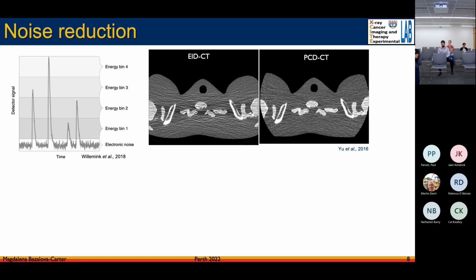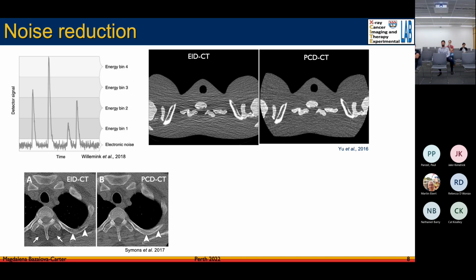I'll talk about that later. So in this case, there's an image of a thorax phantom, and you see there's lots of streaking and lots of noise in the EID CT, and again, this is the energy integrating detector CT, which is the conventional CT that you would find in the clinic here, I'm sure, a number of them, and this is an image from photon counting CT. So you see that image noise is reduced. Visually, I'm sure if you did some analysis, you'll see lower image noise as well. So this is one of the examples of noise reduction.